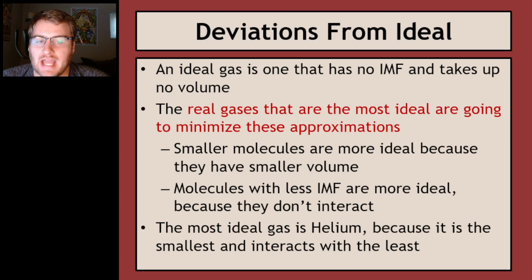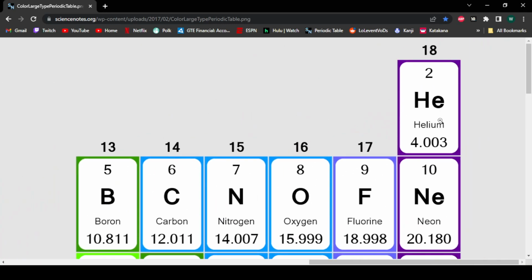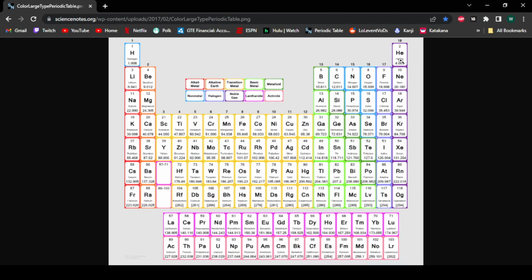So to get the most ideal gas you can get, you want it to be small and you want it to have the lowest intermolecular forces possible. And we're really worried about London dispersion forces. So we want them to have zero or as close to zero London dispersion forces as we can. If we look at our periodic table, helium, at the top right, has the lowest mass and the smallest atomic radius because it's the furthest up and to the right, and it's a noble gas, so it has very little intermolecular forces. So it is the best approximation of an ideal gas.